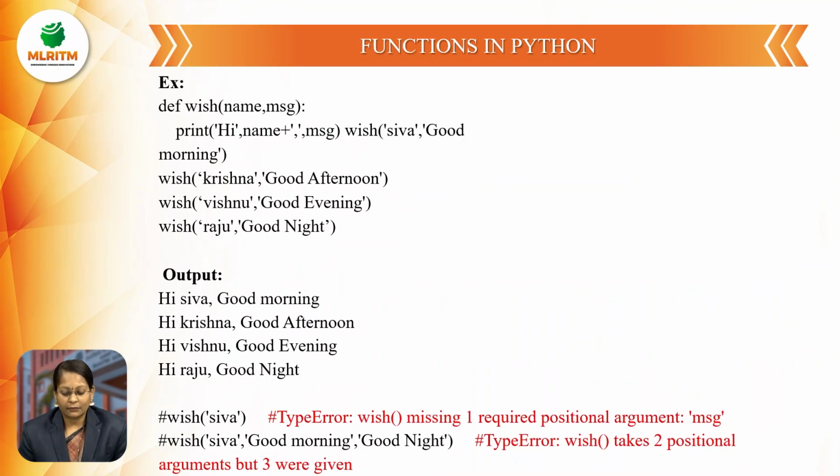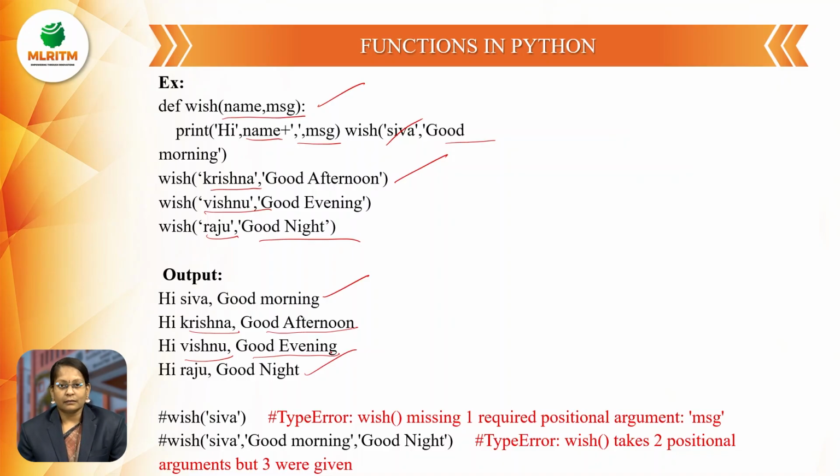Example: def wish. Here we are writing the wish function with 2 arguments, name comma message. Then we are printing the name and message. Then wish Shiva, where Shiva is the name and good morning is the message. So, hi Shiva, good morning. Then again we are calling wish Krishna, good afternoon. Krishna is the name, good afternoon is the message. Then here Vishnu is the name, good evening is the message. And Raju is the name, good night is the message.